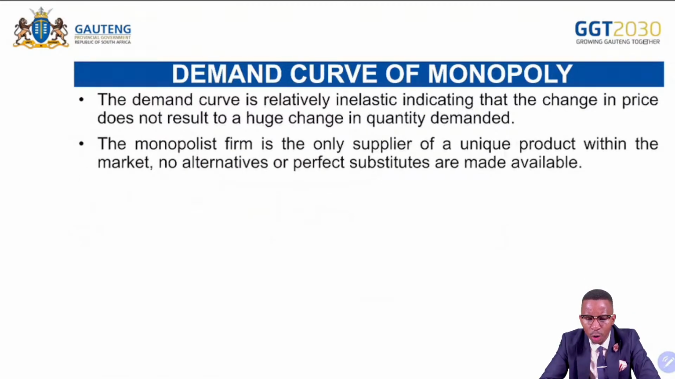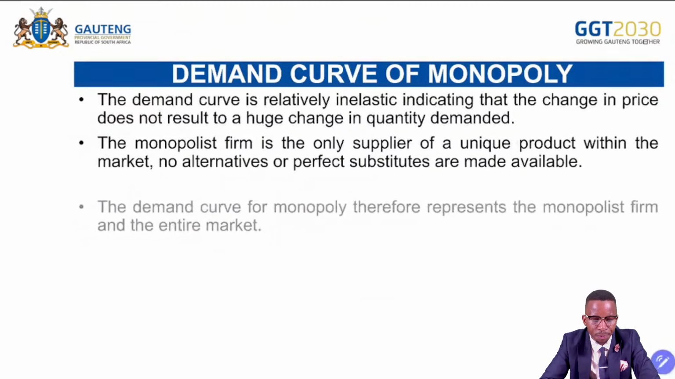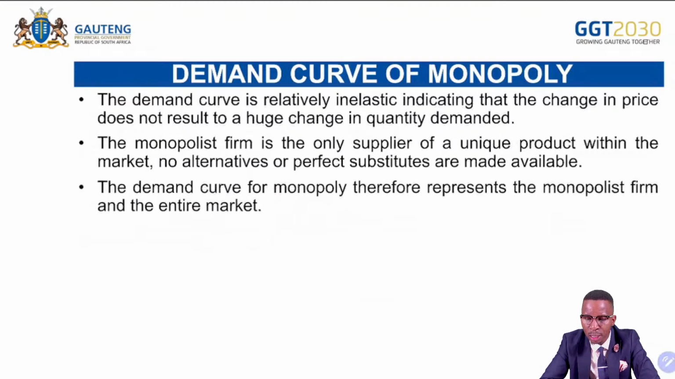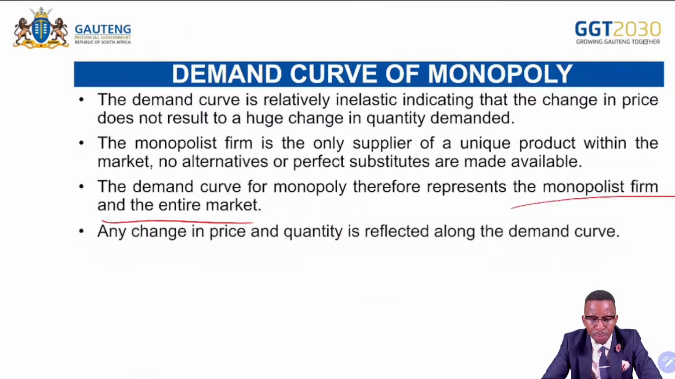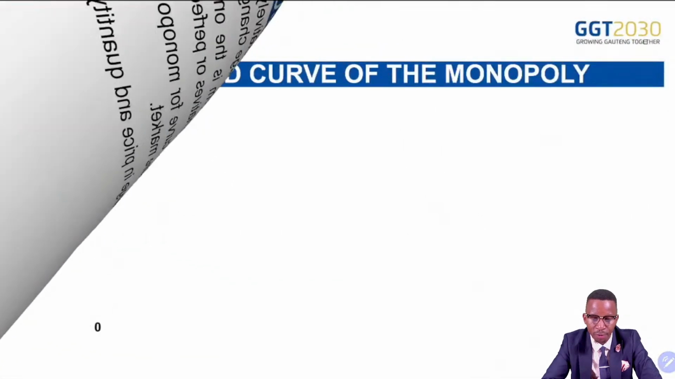The monopoly firm is the only supplier of a unique product within the market. No alternative or substitute products are made available. The demand curve for the monopoly therefore represents the firm and the entire market, or the entire industry. It does not only represent the firm, like you saw under perfect market. It represents the firm alone as well as the entire market for that product, because there is no other supplier supplying the product besides that specific monopoly. Any change in price and quantity is reflected along the demand curve. Yes, any increase or decrease in the price is indicated along the demand curve.